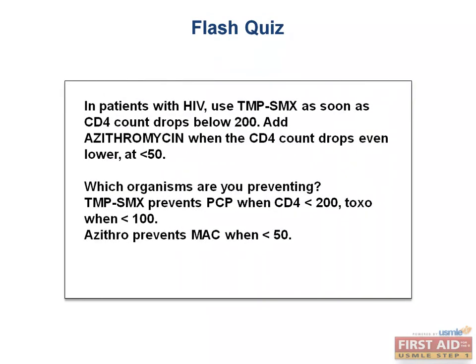In patients with HIV, use TMP-SMX, aka Bactrim, as soon as CD4 counts drop below 200. Add azithromycin when the CD4 count drops even lower, at less than 50. So, which organisms are you preventing? Bactrim or TMP-SMX prevents PCP when CD4 counts are less than 200, toxoplasmosis when CD4 counts are less than 100, and azithromycin prevents MAC when CD4 counts are less than 50. Good job!